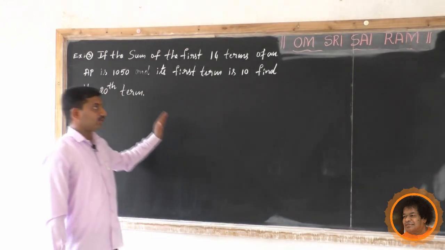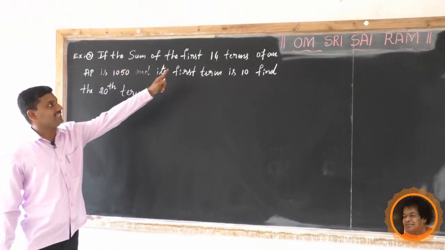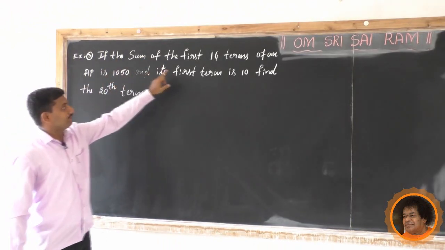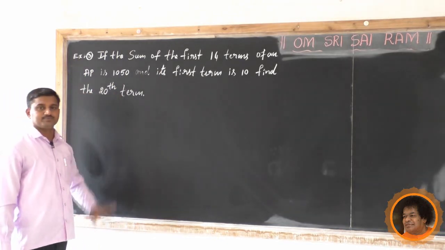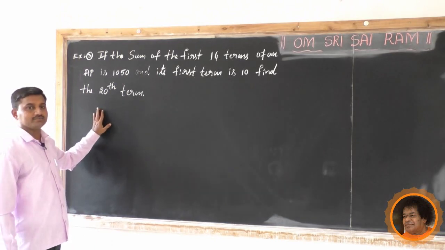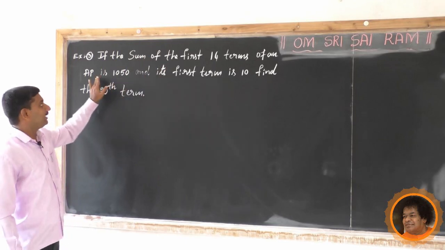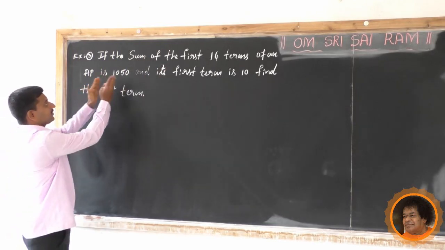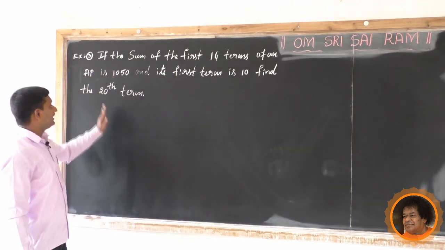Next we pass on to the next example. If the sum of the first 14 terms of an AP is 1050 and its first term is 10, find the 20th term. Understand the question correctly. The sum of the first 14 terms of the AP is given as 1050, and the first term is also given as 10. Find the 20th term.